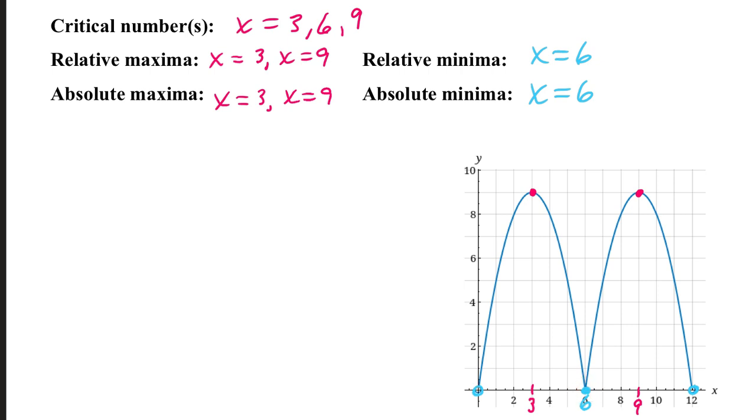We can't say 0 or 12 because those are not defined. Had they been filled in points, we could.